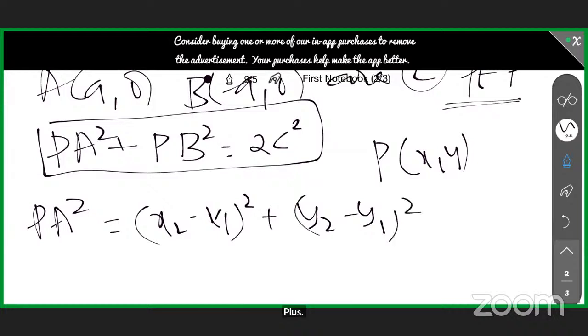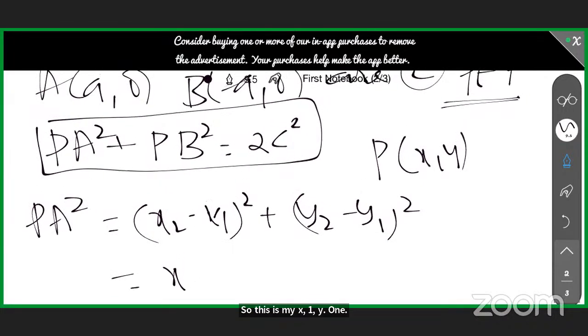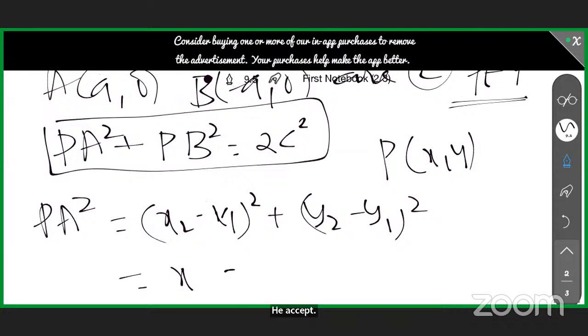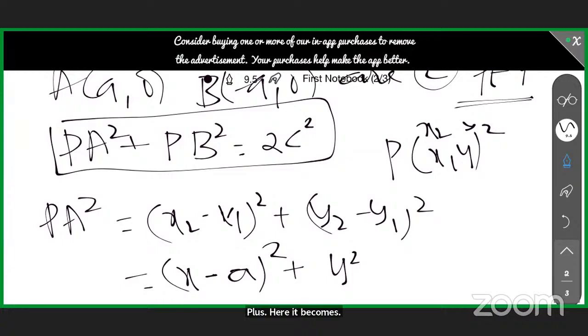So this is my x1, y1, x2, y2. Here x2 is this one, this is my x2, y2, and this is my x1, y1. Therefore, what happens? (x minus a) whole square plus here it becomes y square, because 0 is there. So this is my PA square.